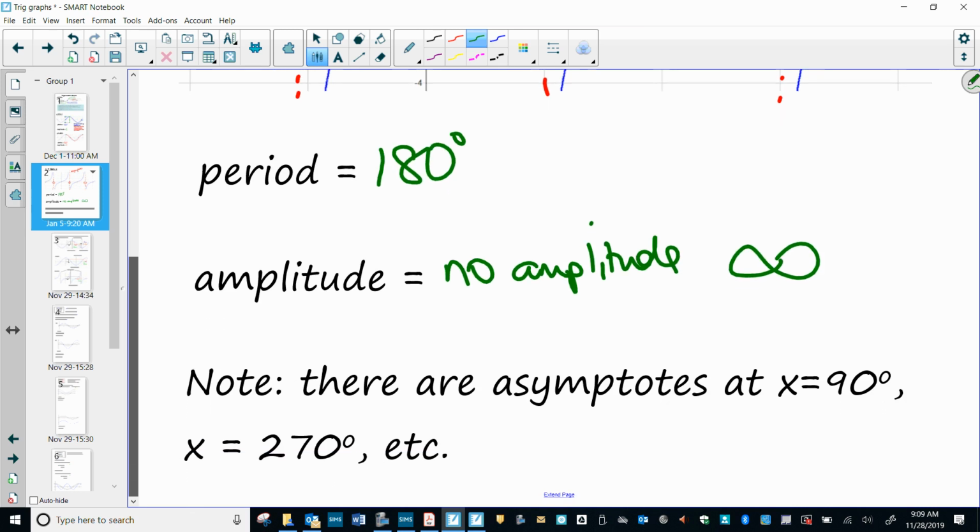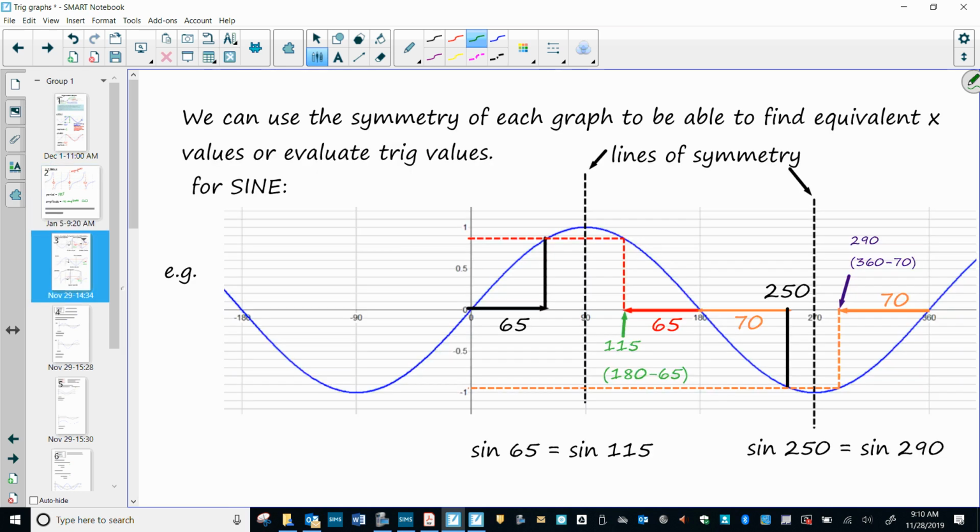Alright, okay, so as I said here, there are those asymptotes at 90 and 270. Alright, so this stuff here looks super complicated, and I'm really sorry, Emily, that yours is no longer in colour, because I think the colours kind of help.